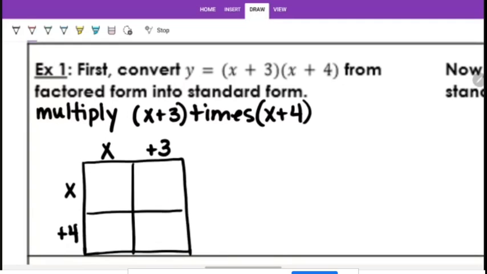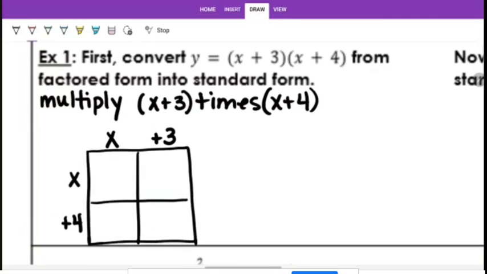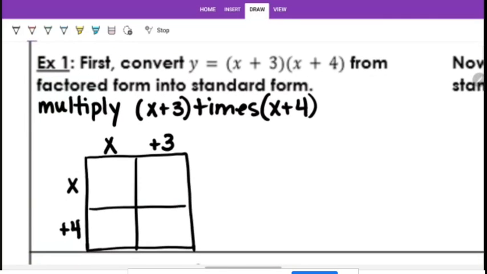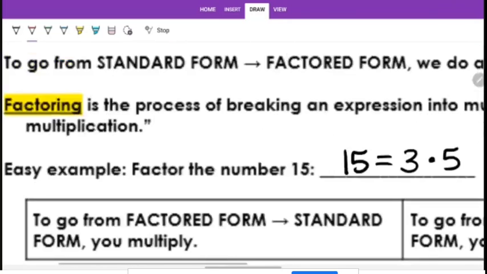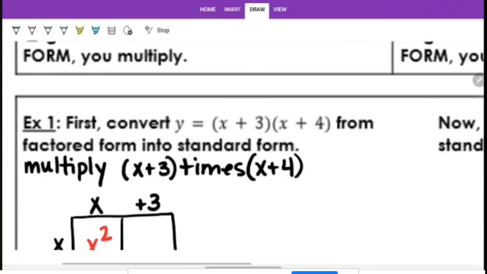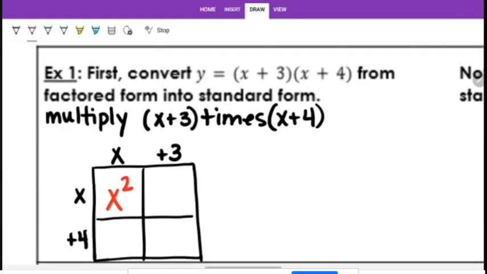Then we're going to be filling in each box with a separate product. So in the top left box, we're going to take x times x. That'll give us x squared in that first box. Then in the top right, we take 3 times x. That'll give us positive 3x.